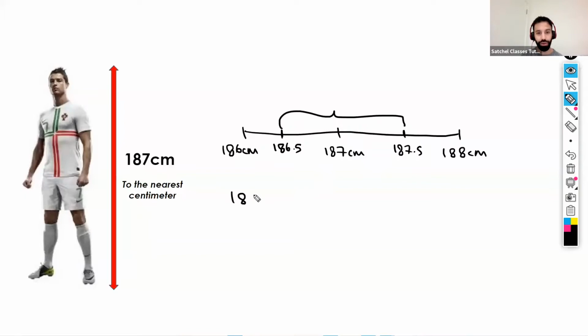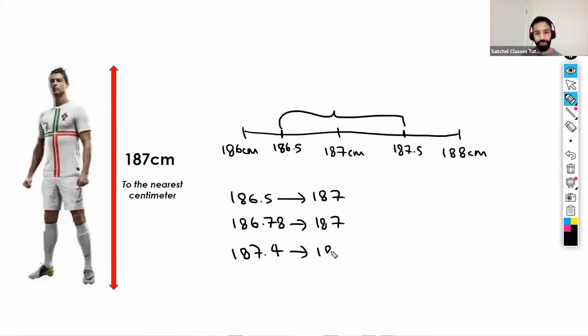For instance, if we had 186.5, that would round to the nearest centimeter to 187. If we had, say, 186.78, again, to the nearest centimeter, that would be 187. If we had, say, 187.4, this to the nearest centimeter would again round to 187. And if we had 187.49 recurring, that would again round to 187 to the nearest centimeter. So our lower bound and our upper bound are these two numbers here.